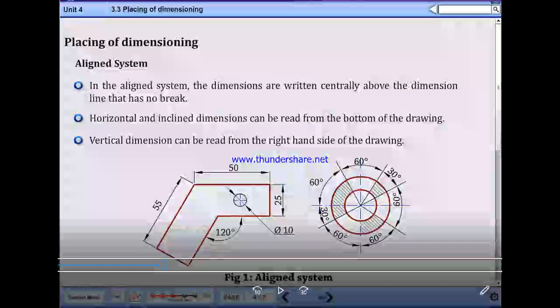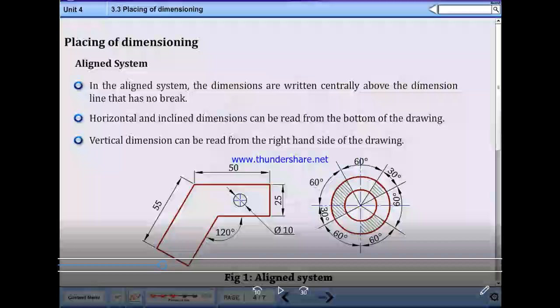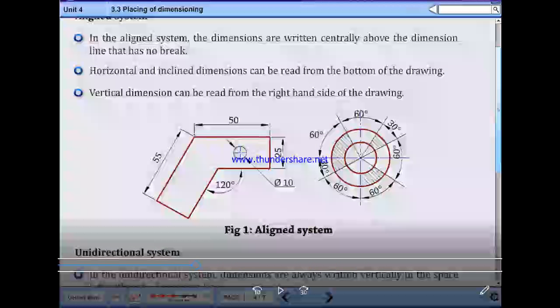Now first one, aligned system. In the aligned system, the dimensions are written centrally above the dimension line that has no break. Horizontal and inclined dimensions can be read from the bottom of the drawing. The vertical dimensions can be read from the right hand side of the drawing. Please note down, this type is named the aligned system. Note down the figure.